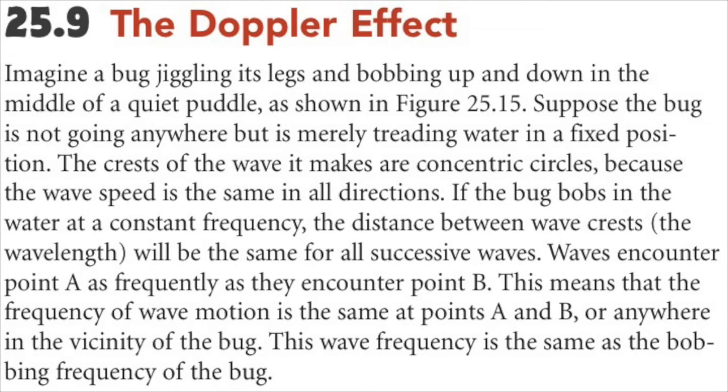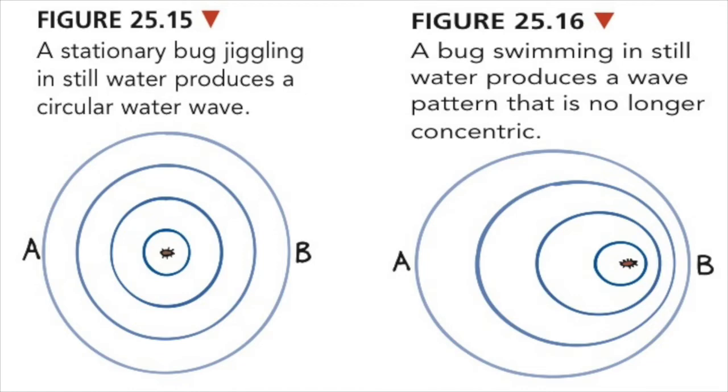25.9, the Doppler Effect. Imagine a bug jiggling its legs and bobbing up and down in the middle of a quiet puddle, as shown in figure 25.15. Suppose the bug is not going anywhere, but is merely treading water in a fixed position. The crests of the wave it makes are concentric circles, because the wave speed is the same in all directions. If the bug bobs in the water at a constant frequency, the distance between the wave crests, the wavelengths, will be the same for all successive waves.